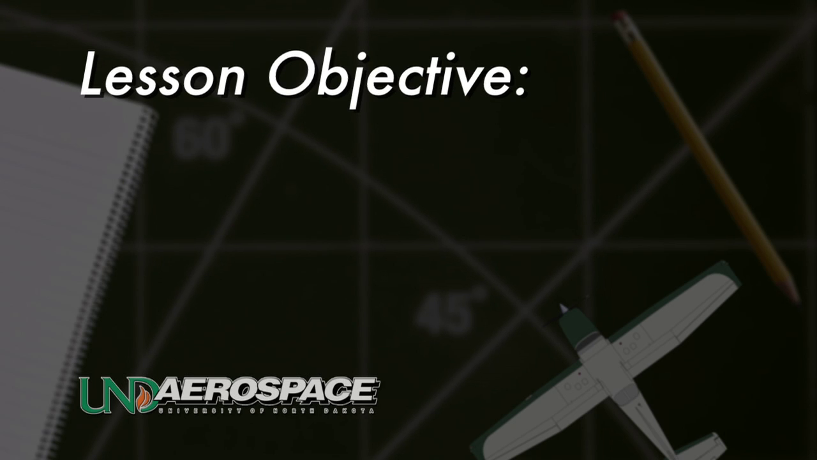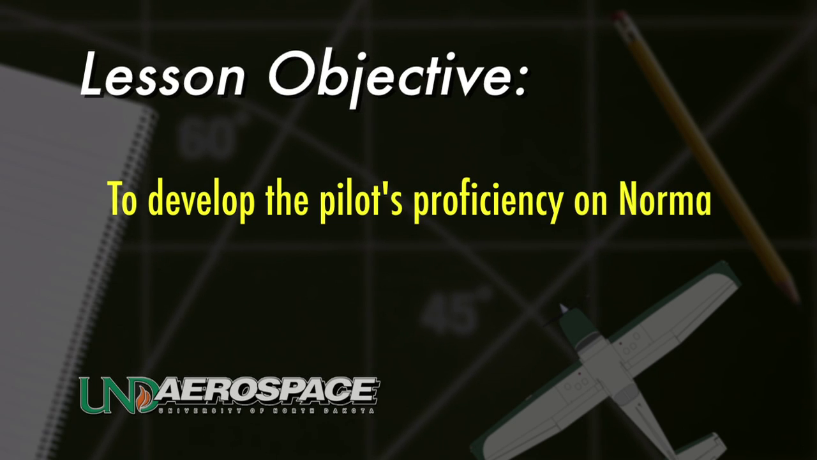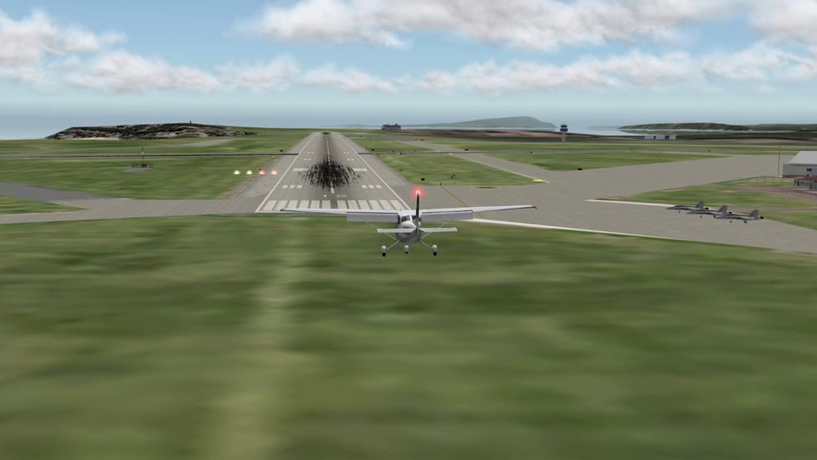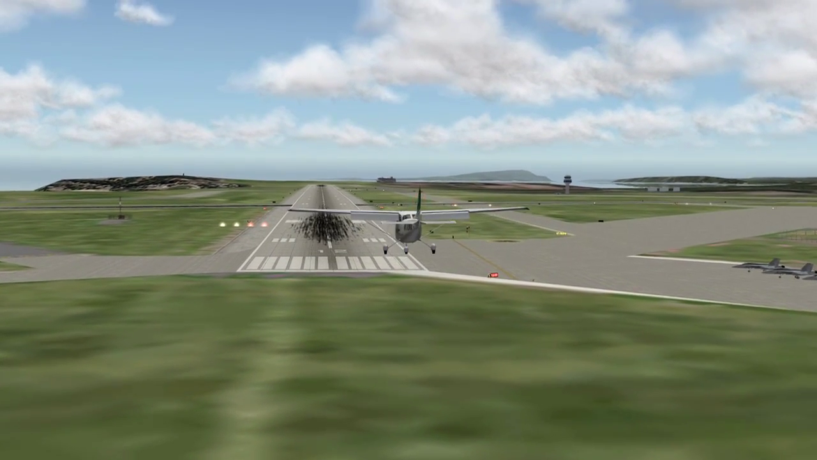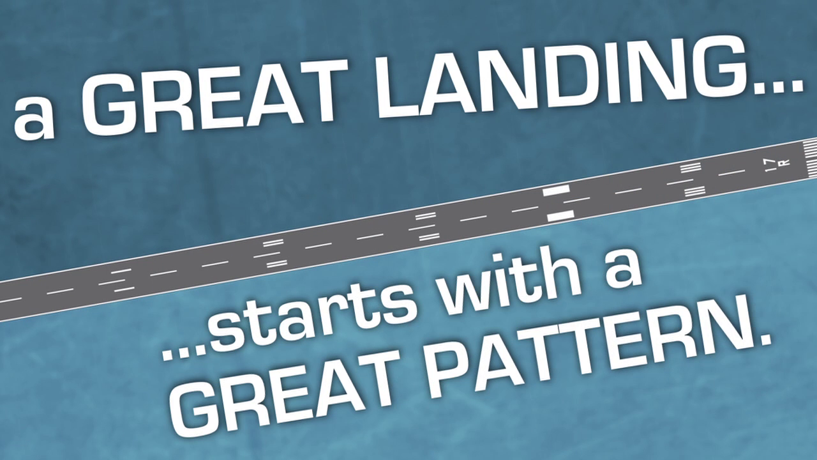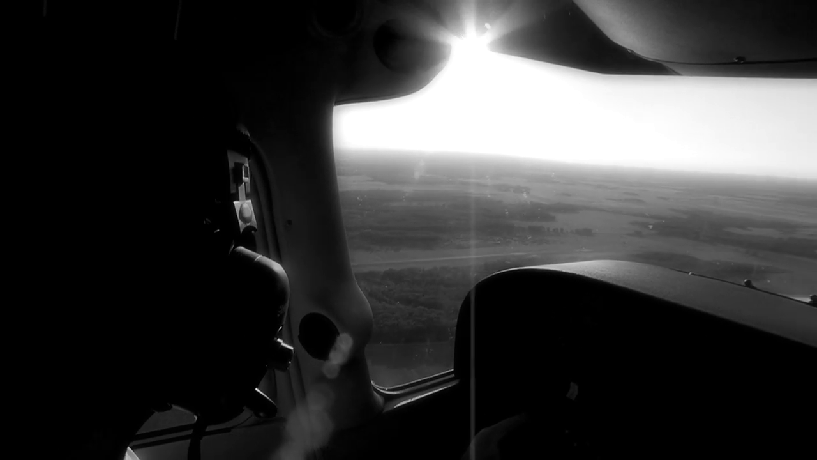The objective of this standardization lesson is to develop the pilot's proficiency on normal approaches and landings. The success of the landing is determined by the success and establishment of a good approach. This means, simply, a great landing starts with a great pattern. It is important to review then some specifics for the basic traffic pattern and the stabilized approach.